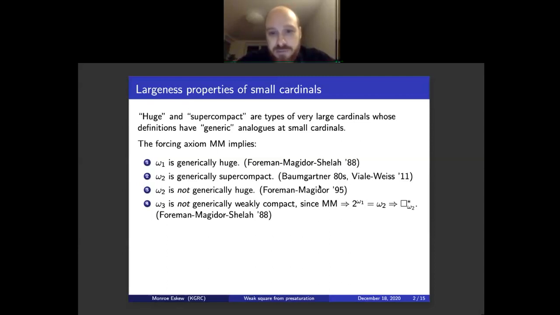And then it also implies that omega 3, the next cardinal above, is not even generically weakly compact, if we take that to mean just has the tree property. And this is because MM implies 2 to the omega 1 equals omega 2, which implies there's a special Aronszajn tree of height omega 3.